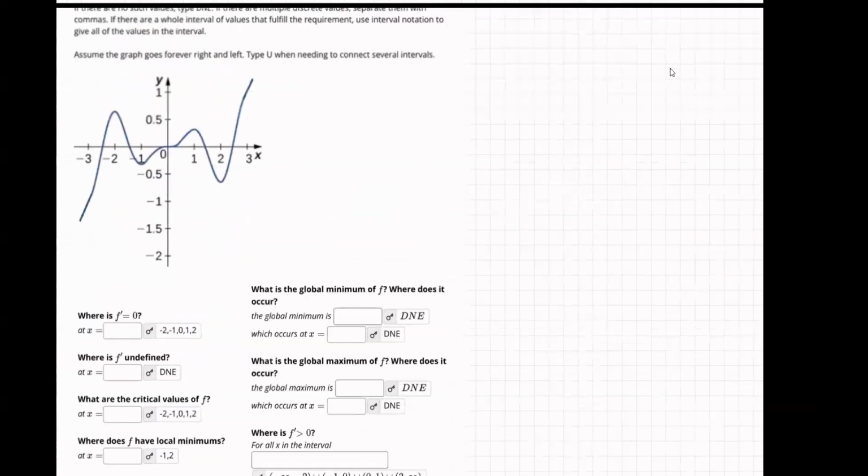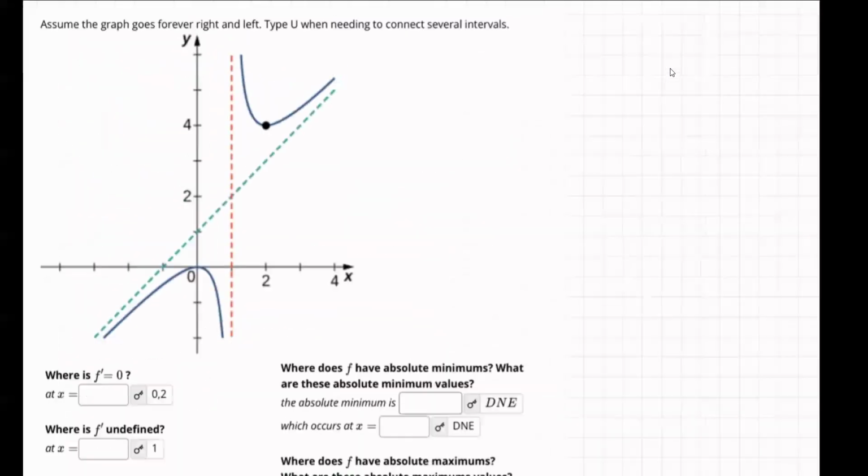Well, here's an example of one right here. See how this graph goes down here and this graph goes up there? The derivative is undefined right there because the slope, remember the derivative is the slope. So the slope is going down to negative infinity. The slope is going up to positive infinity. So the slope is undefined at x equals 1. That would be an example because the slope is the derivative.